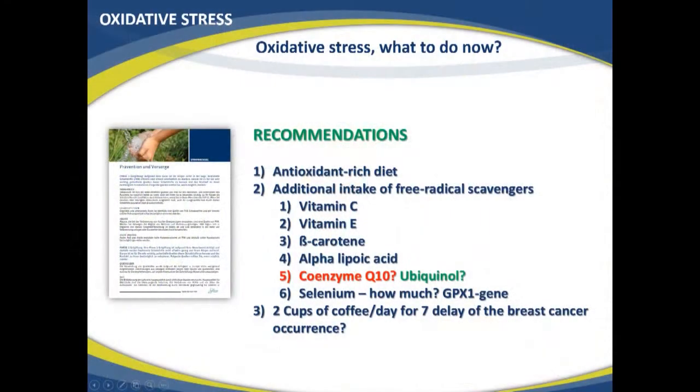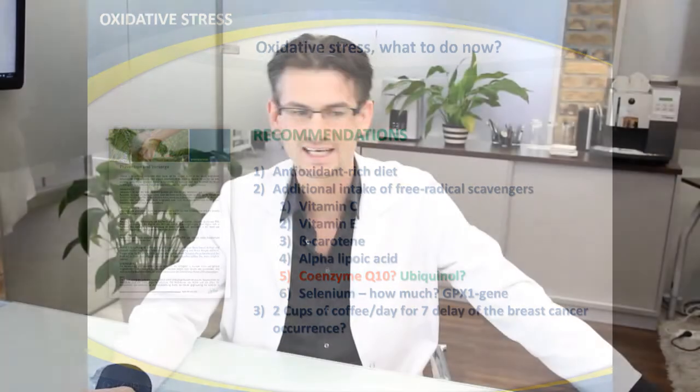So some key antioxidants are vitamin C, E, beta-carotene, alpha-lipoic acid, then either coenzyme Q10 or ubiquinol. As you remember, it's either one or the other. And selenium again is dependent on how much is required. And actually, there's one interesting point.